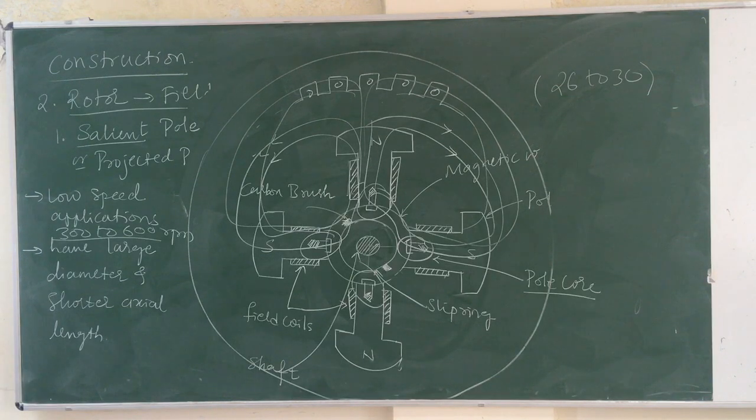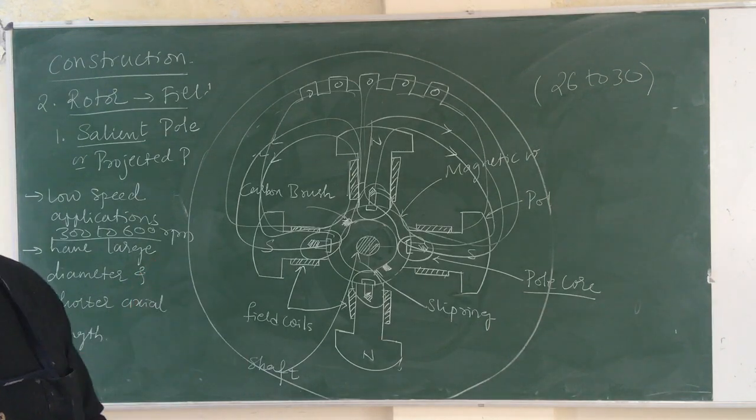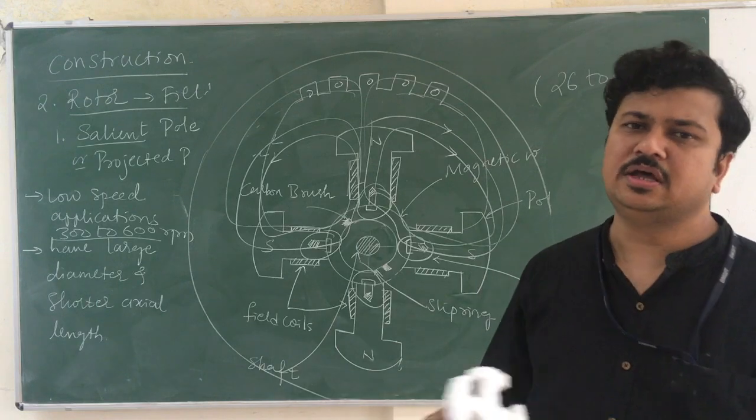In the next class, we will look into the construction of non-salient pole rotor, and then we will move into the equation for frequency and other aspects.